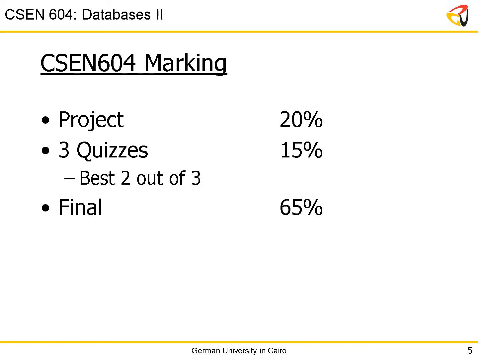Regarding the course rubric, we have a project which is worth 20%. It will be delivered immediately after the final exam of this course, which is worth 65%, and the remainder is for 3 quizzes, and we will take the best 2 out of 3. And since we are in the summer, there is no midterm, as you probably know, so the weight of the midterm has been shifted to the final, and that's why the final is worth that much.